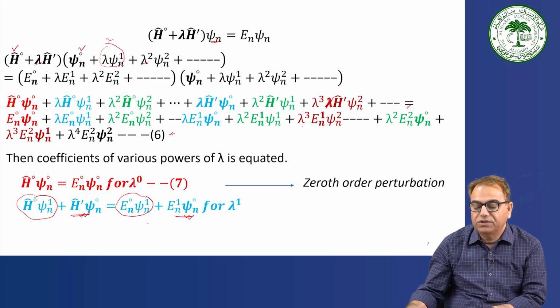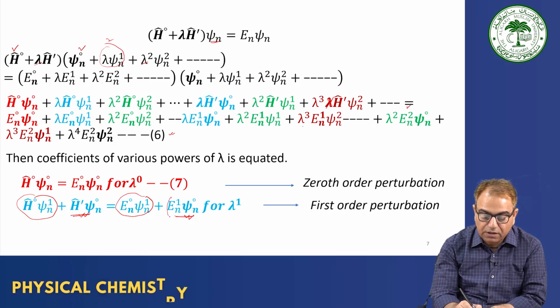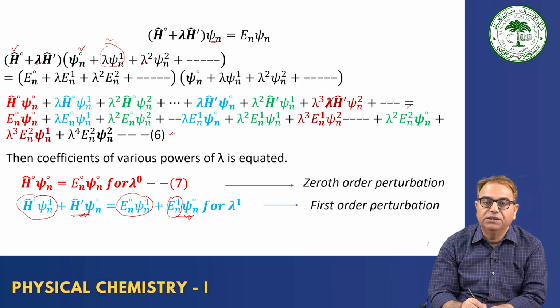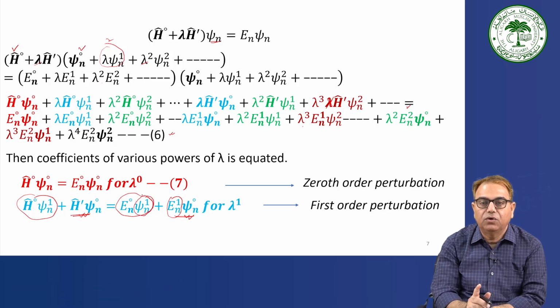This is called first order perturbation. And this En1 is called the first order correction to the energy. This En1 is very important. This we will determine, the first order correction to the energy of a perturbed system. And you see here you have psi n1, which is the first order correction to the wave function. So that is the goal, finding out the eigenvalue and the eigenfunction. The goal is to find out En1 and psi n1.